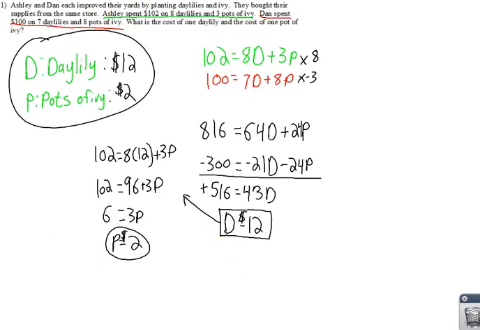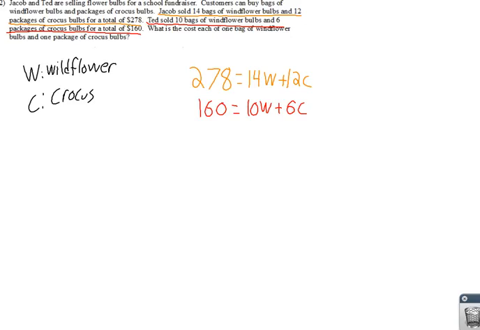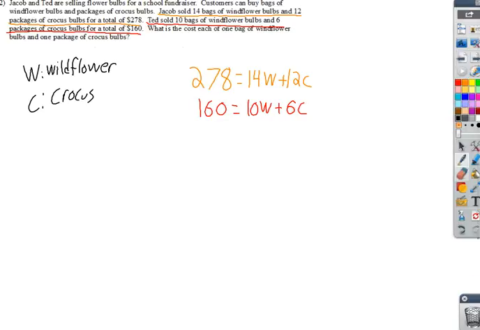Next problem. This is the next problem. I have taken the time to already write out the equations to save you the time of watching me actually do this. And if you look, Jacob sold 14 bags of wildflower. I made wildflower W and crocus C, which seems to make the most sense to me.